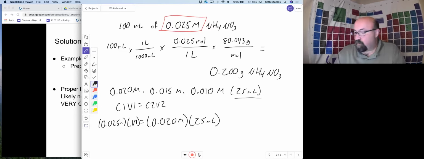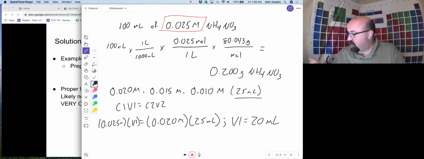And so V1 is what we're looking to solve for. That's how much of that solution that we need. So we just do a little easy algebra to this. We see that V1 is equal to 20 milliliters. And so that tells us that what I need to do is take 20 milliliters.